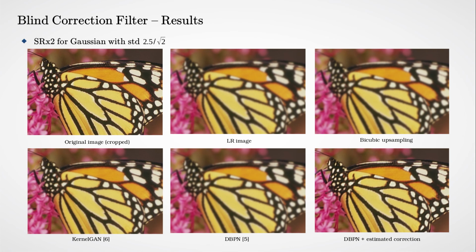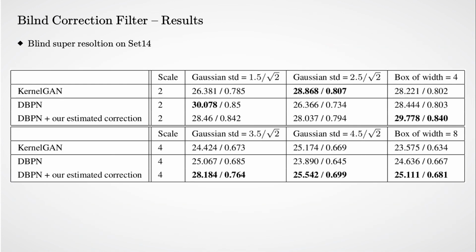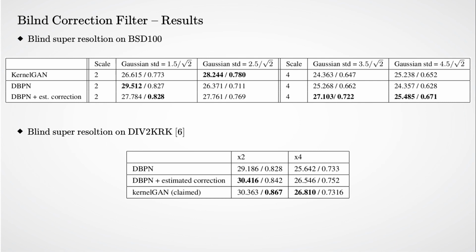Here, we see an example that demonstrates the blind super-resolution performance on a non-bicubic degraded image. We see that we outperform KernelGAN, which is a recent method based on adversarial learning for blind super-resolution. Similarly, we see significant improvement in our method compared to others also at a scale factor of 4. Here we can see the results in numbers for Set14 for multiple downsampling kernels. The same holds for BSD100 and the recent DIV2K dataset.